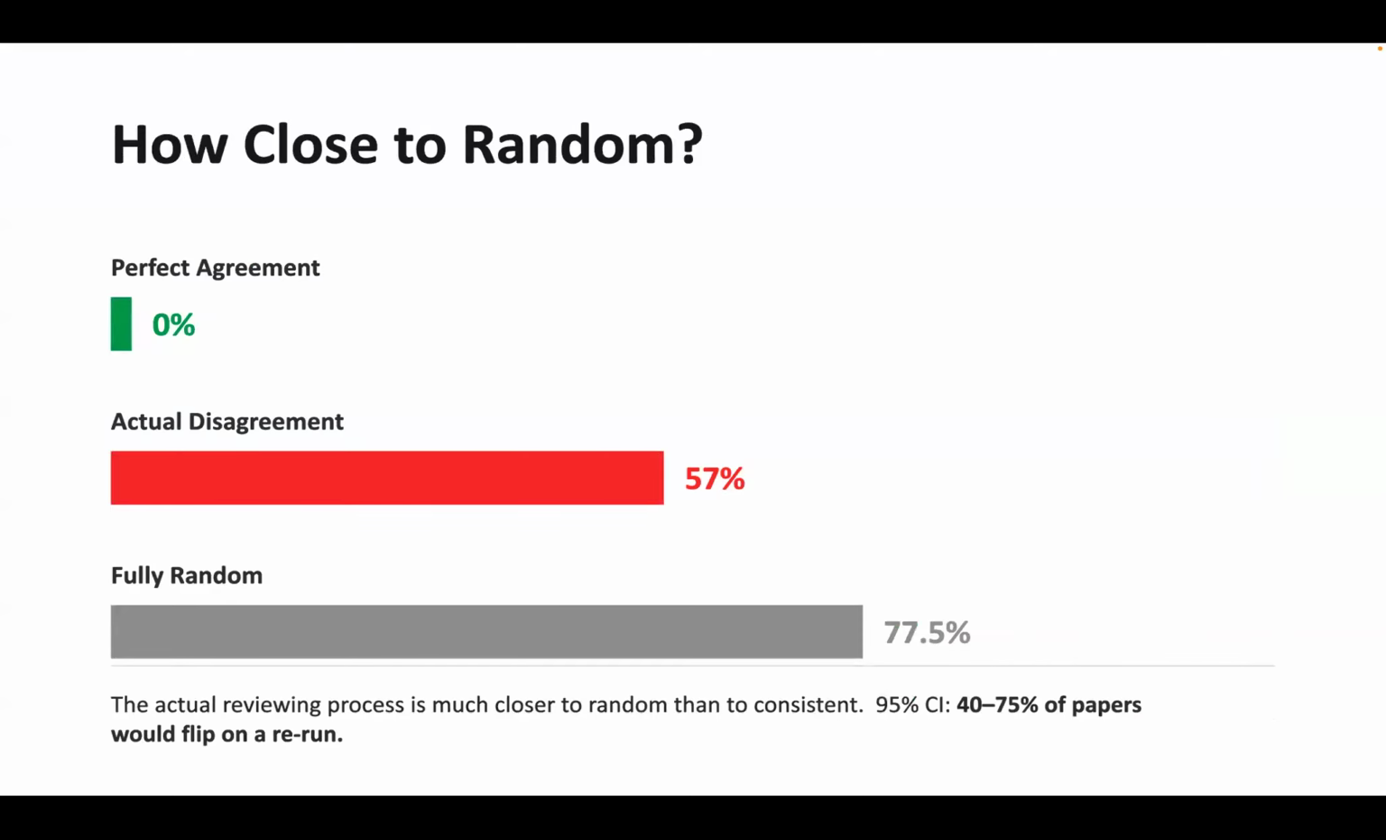Right. And a more interesting result is that in the blog post, the author says that the actual disagreement is closer to fully random. And this 77.5% is coming by assuming that we need an acceptance rate of 22.5%. And they say that with a 95% confidence interval, around 40 to 75% of the papers, which is pretty large because the sample set is small, would actually flip on a rerun. So this is very interesting. If we had two committees sitting for the peer review, then there is a high chance that you'll get a flip between the two committees.